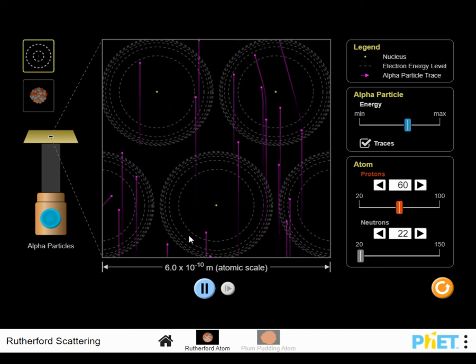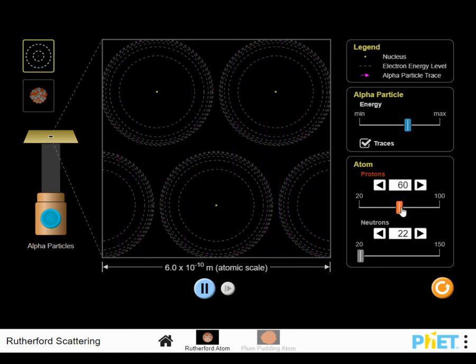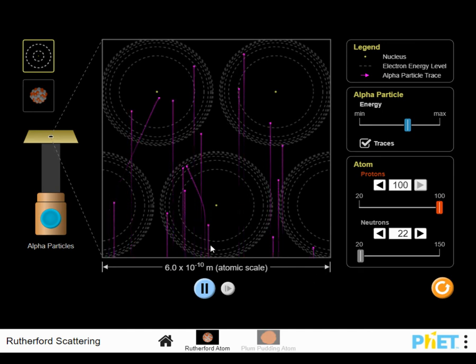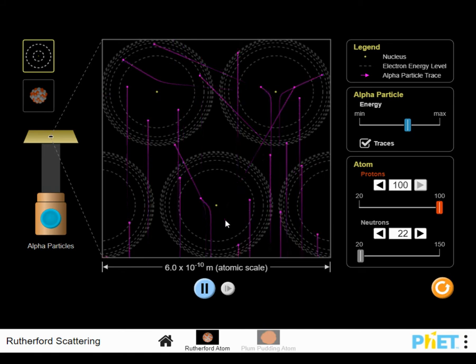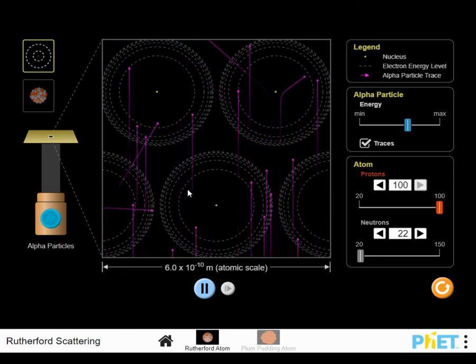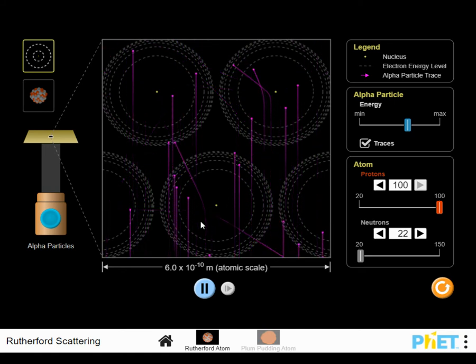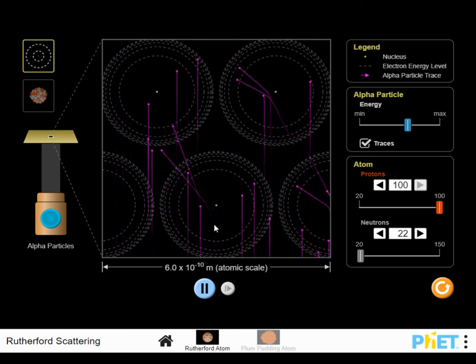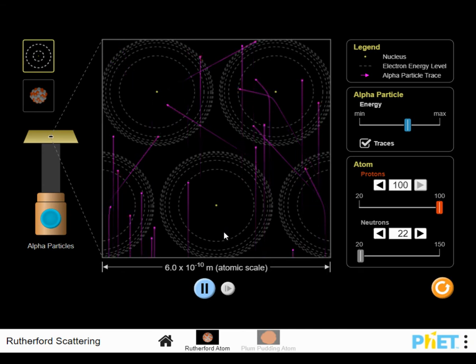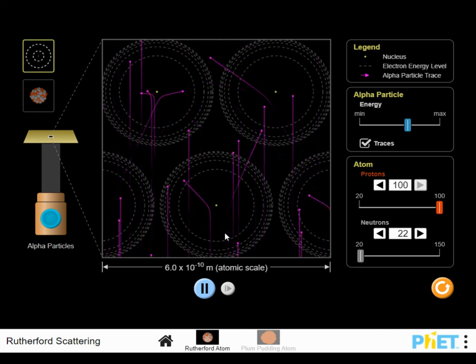Number 3, now increase the number of protons to 100. So I'm just sliding the number of protons over to 100. Whoa, those are really deflecting. They're really moving away. Number 3 says, how does this increase change how the alpha particles move through the gold foil as compared to when you started? Why do you think this change occurred?